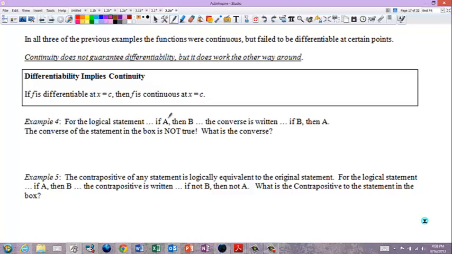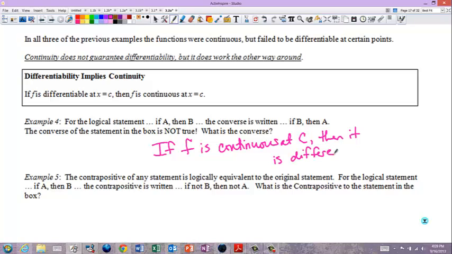Example 4. For the logical statement, if A then B, the converse is written if B then A. The converse of the statement in the box is not true. What is the converse? The converse is if f is continuous at c, then it is differentiable. That is not necessarily true, because a graph that looks like that is perfectly continuous, but right there it is not differentiable.